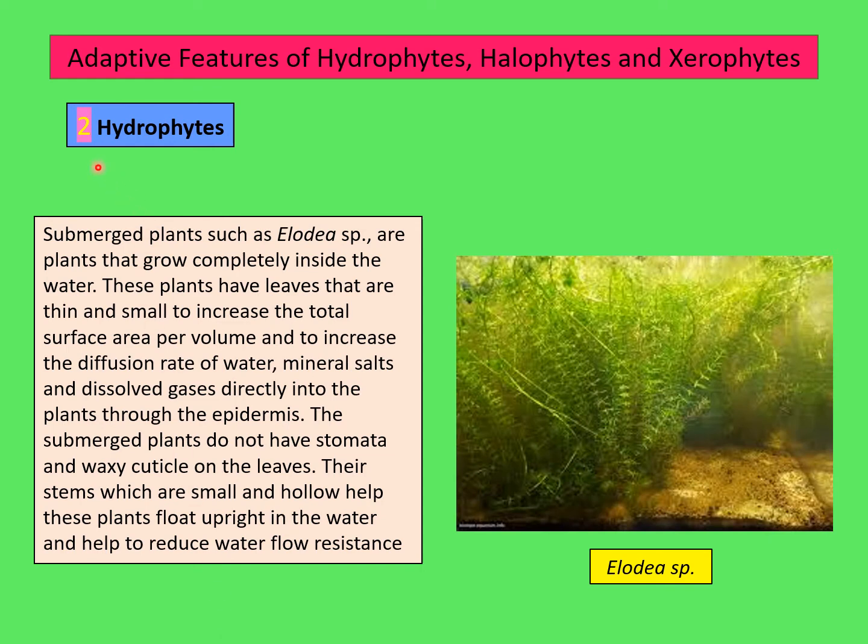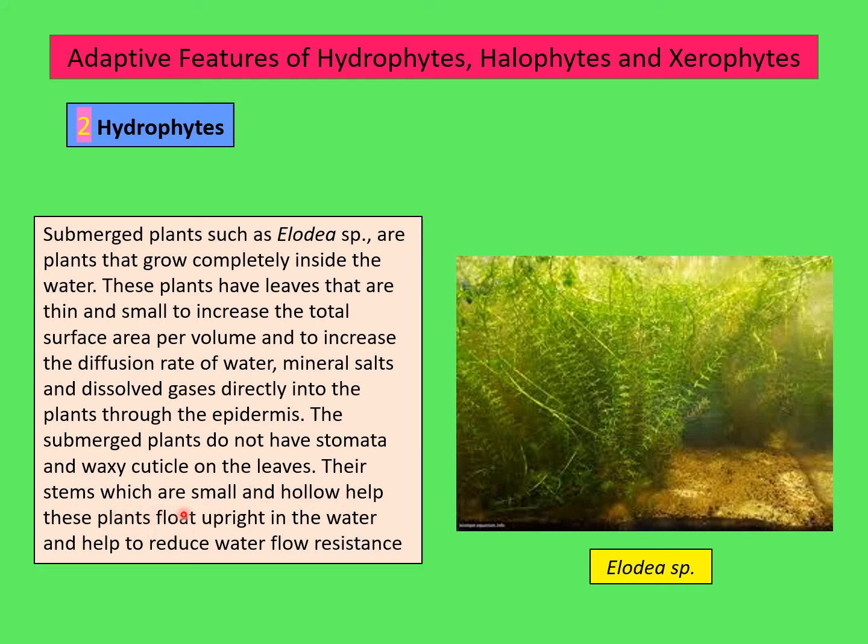Okay, still with hydrophytes, now we will look at another example of plants. Submerged plants such as Elodea are plants that grow completely inside the water. These plants have leaves that are thin and small to increase the total surface area per volume and to increase the diffusion rate of water, mineral salt, and dissolved gases directly into the plants through the epidermis. The submerged plants do not have stomata and waxy cuticles on the leaf.